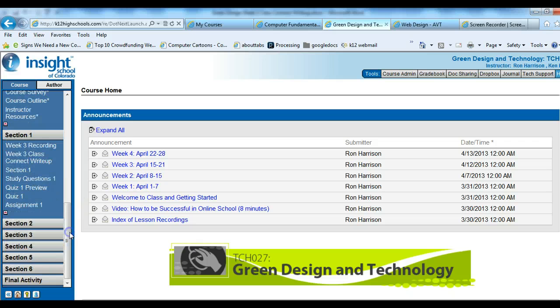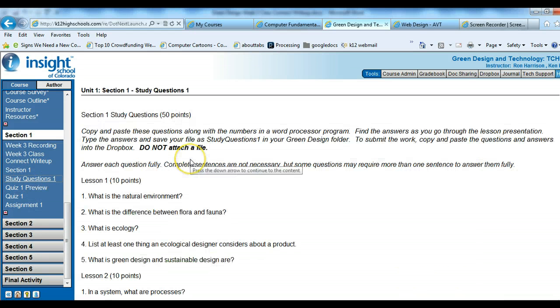You can see that this class has 6 sections. So we're in section 1, I should say. And you're going to go right into the section 1 presentation in a minute. But there are also study questions. The study questions are going to be the assignment work that you'll do for the week.